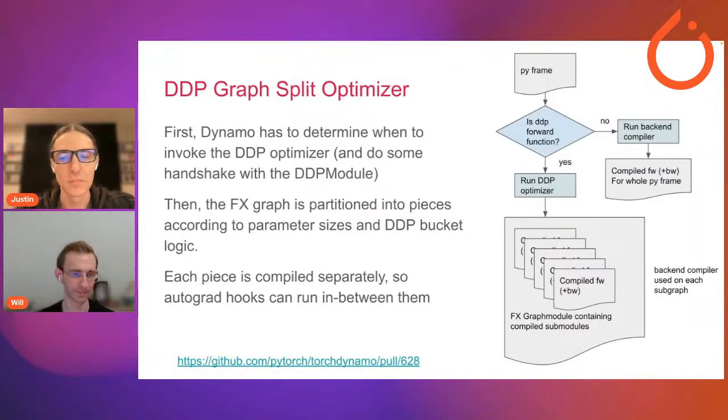I see. So is there a way to avoid splitting the forward graph if you need or want to?